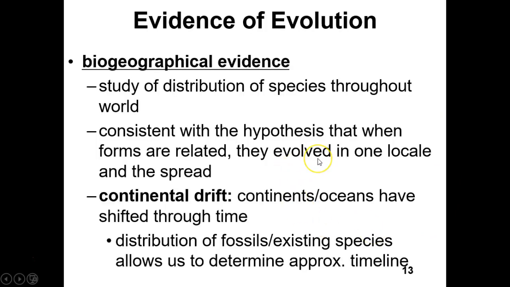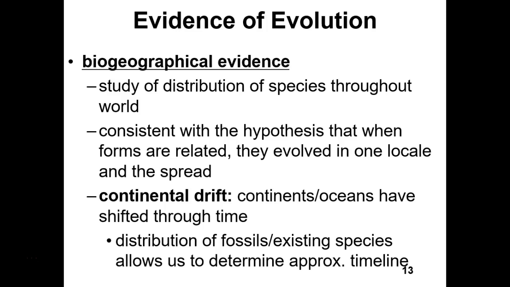We have biogeographical evidence, which biogeography is the study of the distribution of organisms throughout the world. And we can look at different areas of the world and how the earth has shifted, and we see that there are similar organisms in two different continents, because at one point those continents were together.